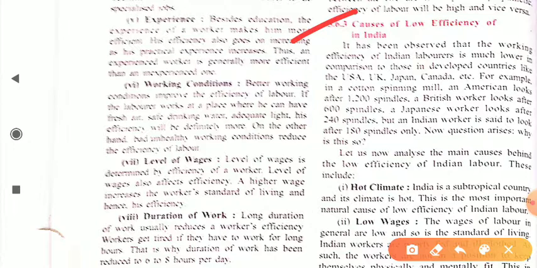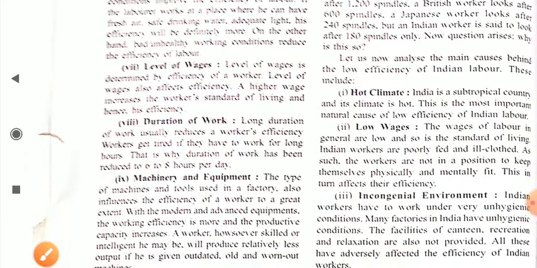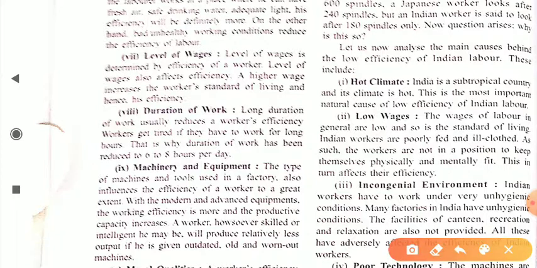Now the question is why this is so. There are so many reasons. The first one is hot climate. India is a subtropical country and its climate is hot. It is the most important natural cause of low efficiency of Indian labor.